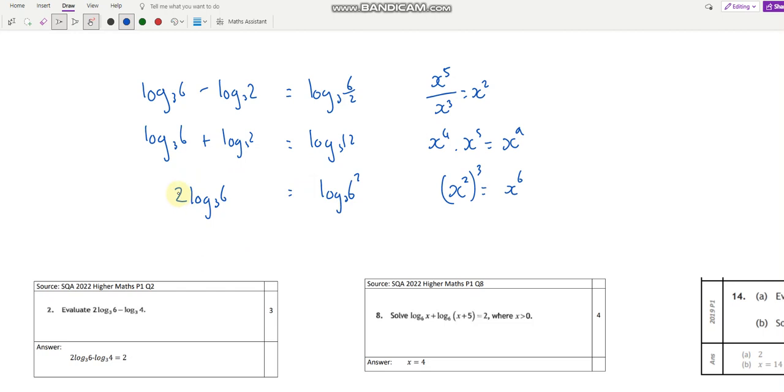So this is like a multiply, isn't it? It's like 2 times the log, and here we're multiplying the powers.